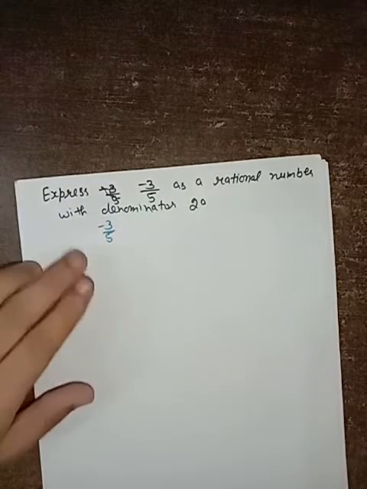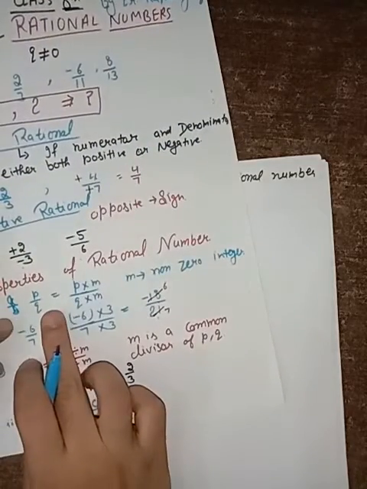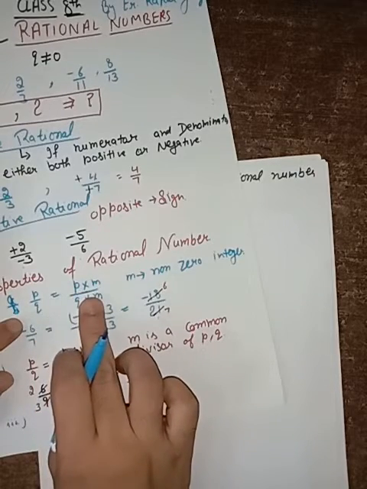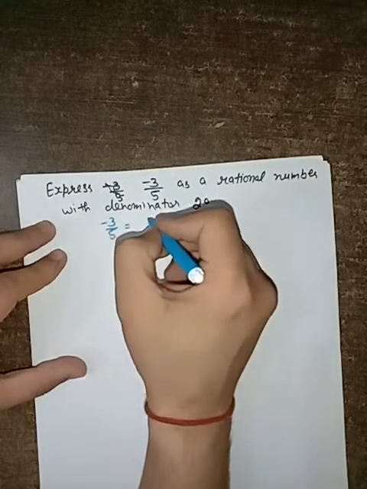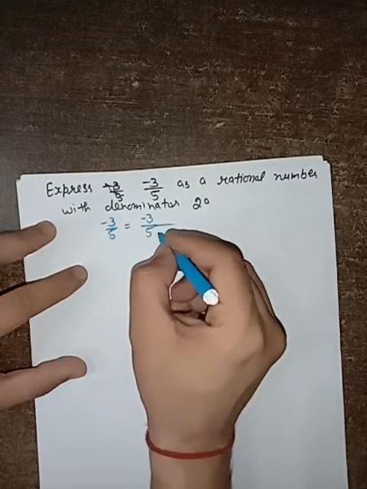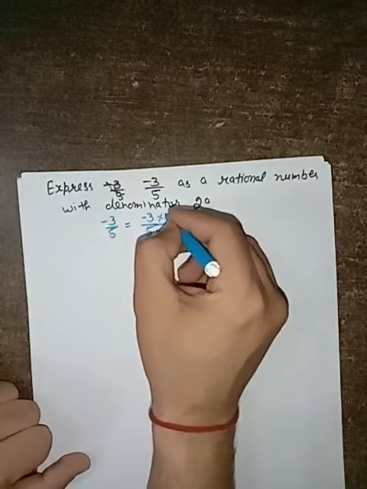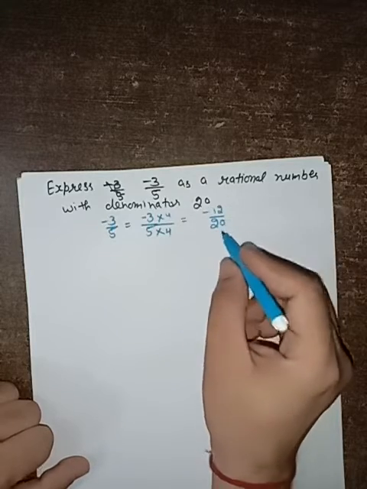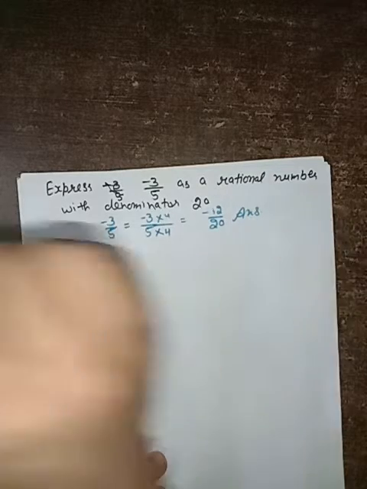To make the denominator 20, we will use this property, our first property: multiply by any non-zero integer both numerator and denominator. So -3 by 5 becomes -3. To make the denominator 20, we have to multiply both numerator and denominator with 4, and this will become -12 divided by 20. Here if you see, the denominator contains 20, hence this is the answer.